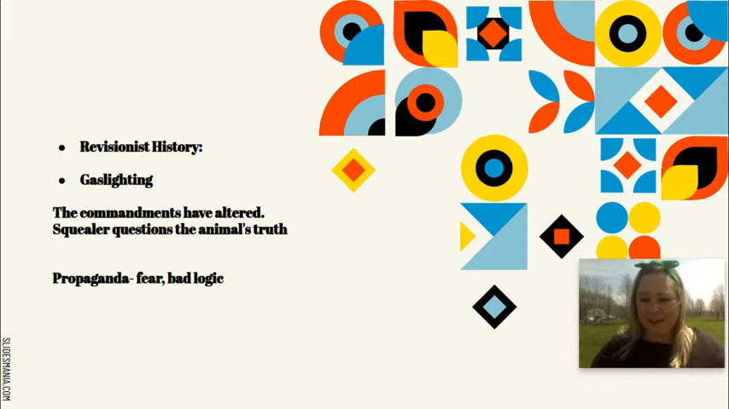The gaslighting comes in when Squealer asks them, well, do any of you have proof that this isn't what Old Major wanted? Did any of you write it down? Knowing full well that they did not write it down, and that they also are illiterate. He's causing them to question their own truth, which is manipulation, and that's why it's gaslighting.